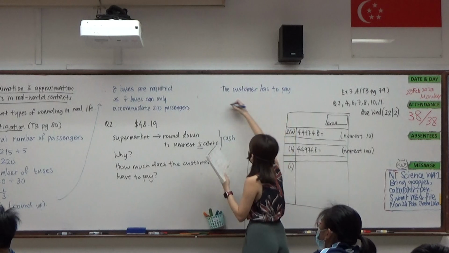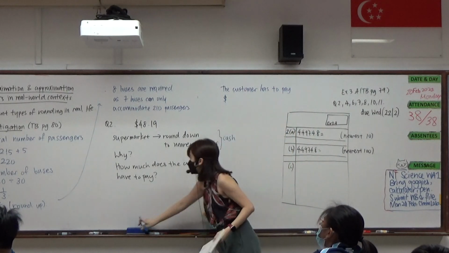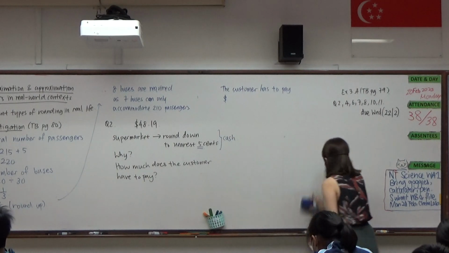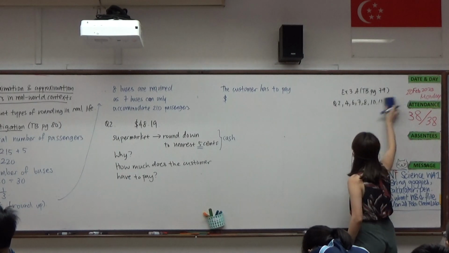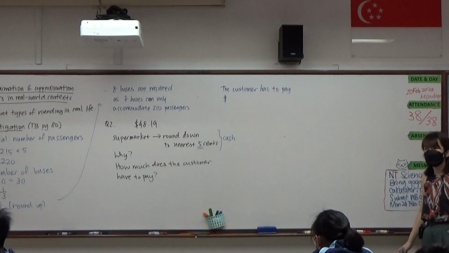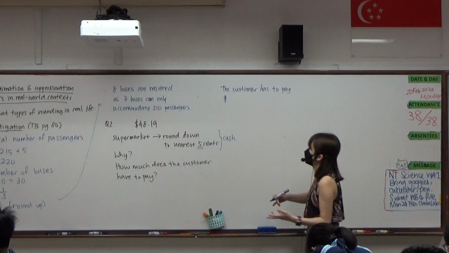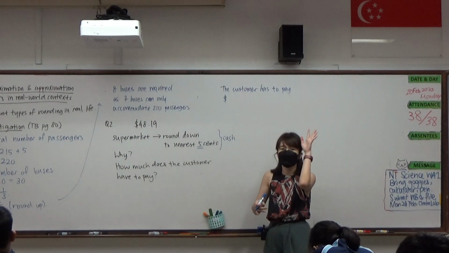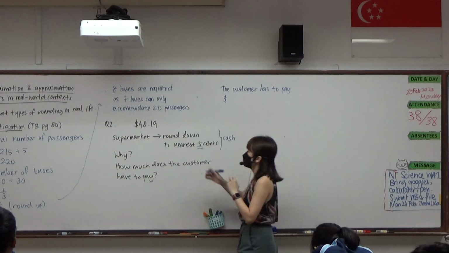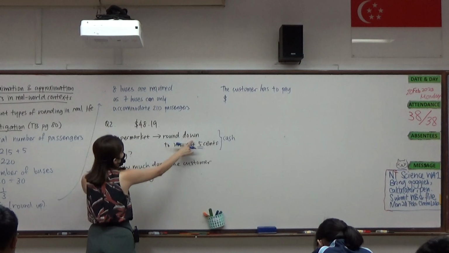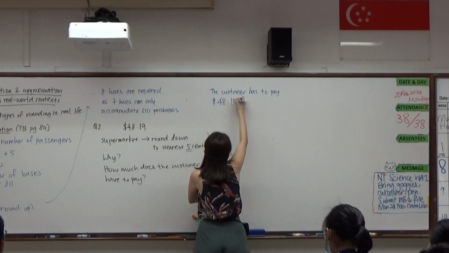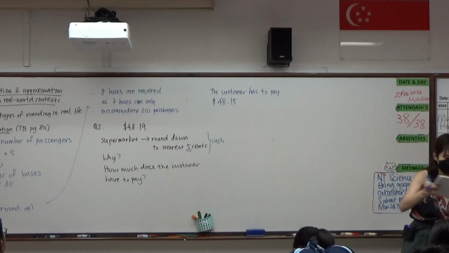So the customer has to pay how much in this case? Xavier says 48.20, I hear that. Is it correct? $48.15. Okay, $48.15 or $48.20? Who says 15? Who says 20? The question over here says rounding down to nearest 5 cents, so round down, so it should be $48.15. Give me a minute, later I'll explain why you round down.